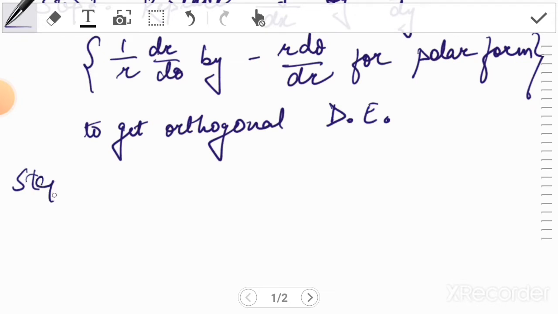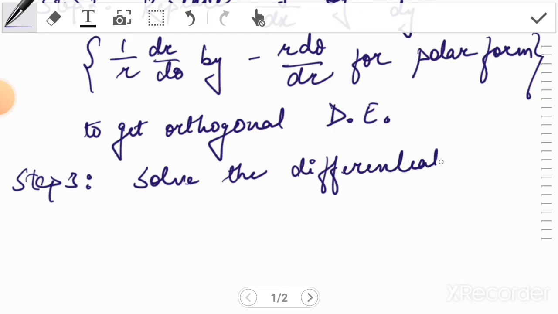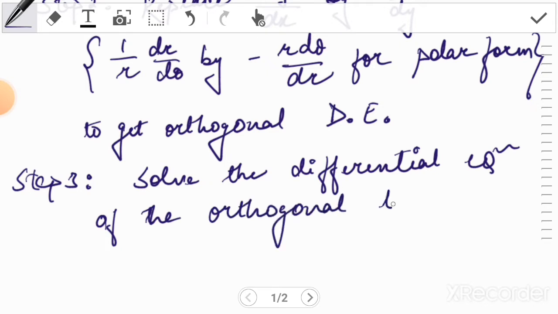Step 3 is solve the differential equation of the orthogonal trajectory. Let us see one example.